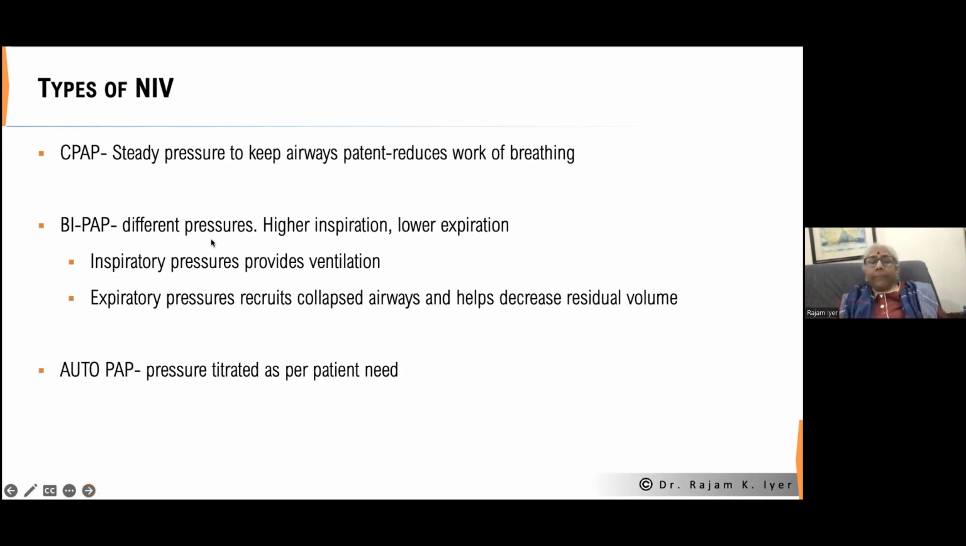So CPAP, BiPAP and AutoPAP. AutoPAP is again something where patients need different pressures, that the machine itself titrates according to the needs of the patient and therefore delivers the positive airway pressure.